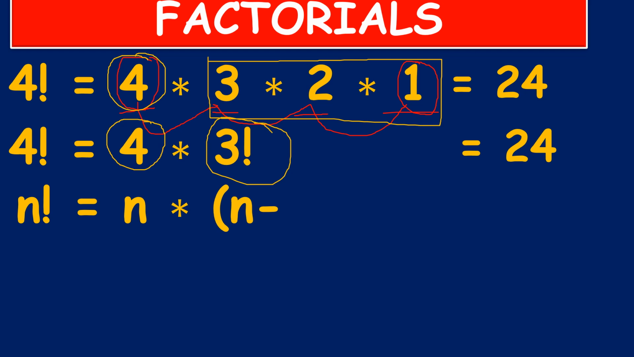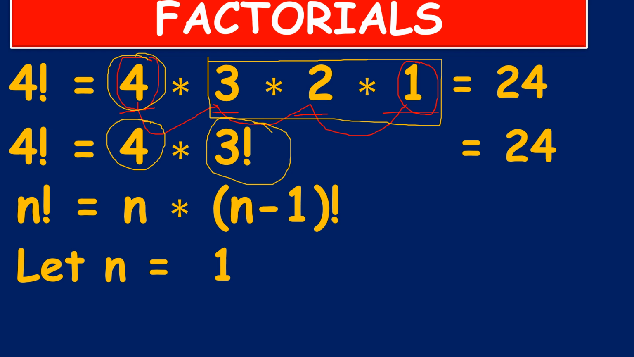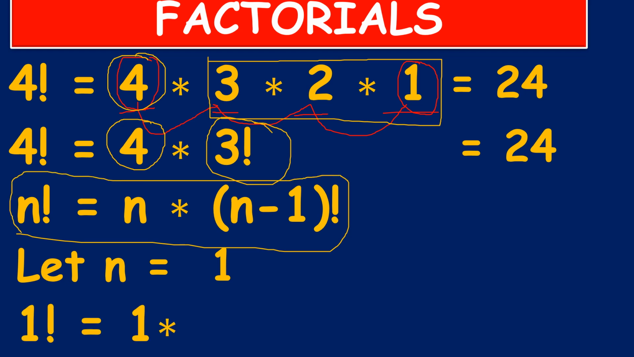Now we can generalize this to say that n factorial is the same as n times n minus 1 factorial. n factorial is equal to n times n minus 1 factorial, and we have clearly demonstrated that above. Now let's say n is equal to 1. If we substitute it here, it gives us the expression 1 factorial is equal to 1 times (1 minus 1) factorial.